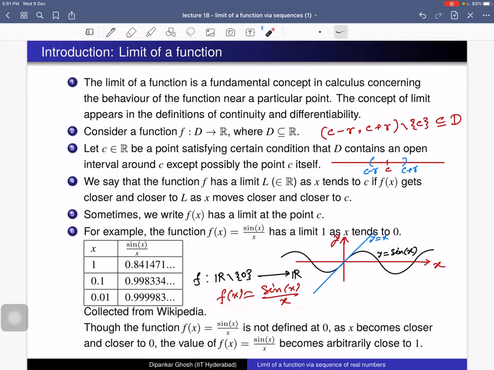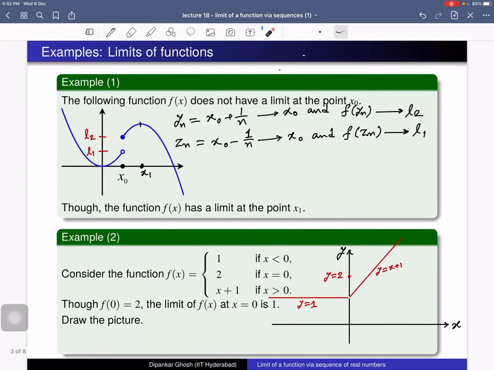If we just see the first few values, if x is 1, then the function value is this one, and if x is 0.1, that is 1 by 10, then the function value is this one, and if x is 1 by 100, then the function value is this one. I have collected this data from Wikipedia, and we can see that as x gets closer and closer to 0, the function value is getting closer and closer to the value 1. In this case, the function f of x is not defined at 0, but as x becomes closer and closer to 0, the value of this function becomes arbitrarily close to 1. So we say that this function f of x equal to sine of x by x has a limit.